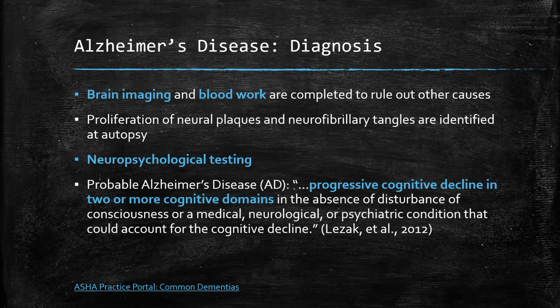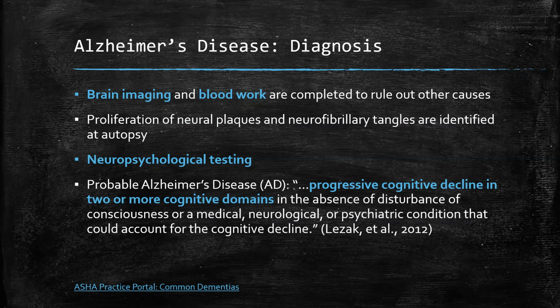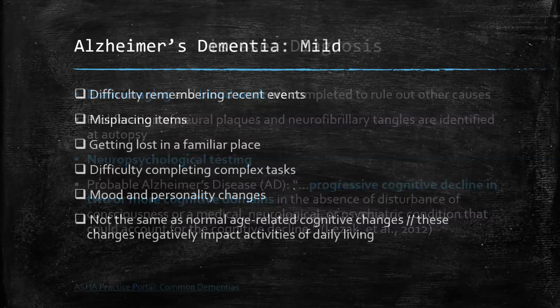So typically what physicians will use is this definition that's on the slide. So that person has to have a progressive cognitive decline in 2 or more cognitive domains in the absence of a disturbance of consciousness or a medical, neurological, or psychiatric condition that could account for the cognitive decline. So once they rule out all other causes, if that person still has a progressive cognitive decline in 2 or more domains, they likely have Alzheimer's disease.